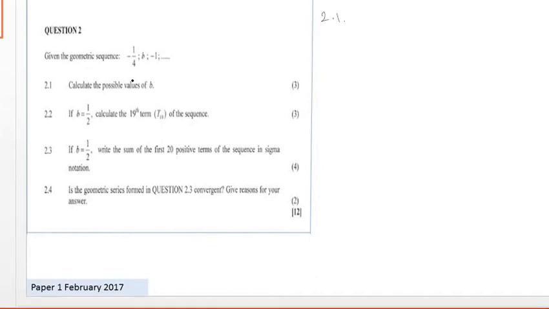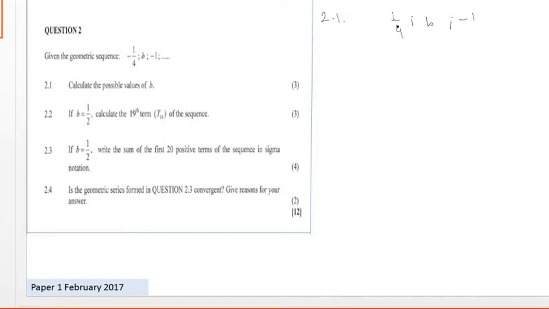2.1. Given the geometric sequence negative 1 over 4, b and negative 1, they want us to calculate the possible values of b. So we have the geometric sequence, which is made of the following terms: negative 1 over 4, b, and negative 1. So now they want us to calculate the possible values of b. So b is a variable in this case.